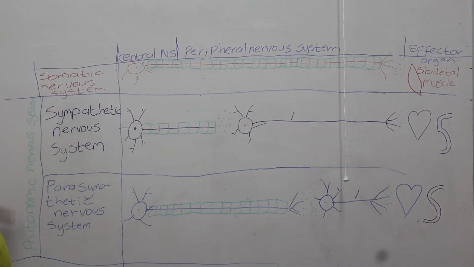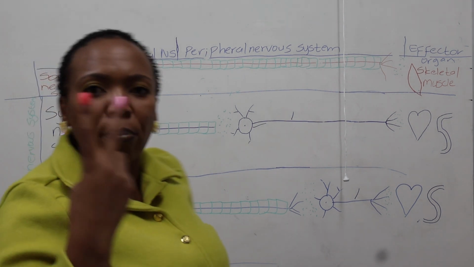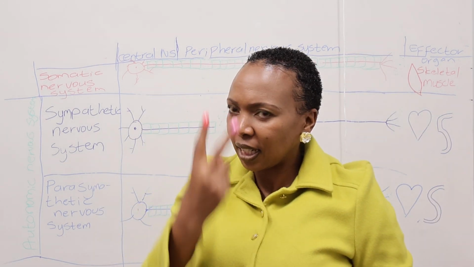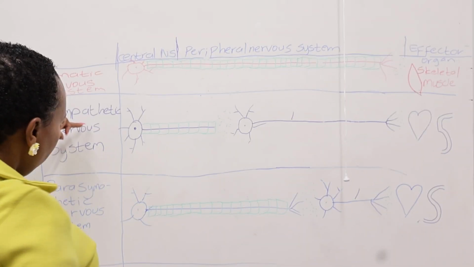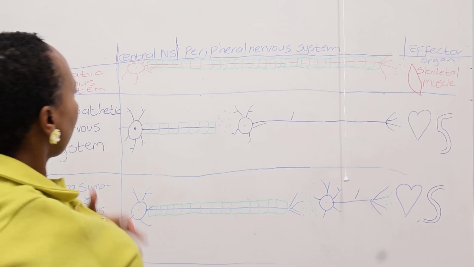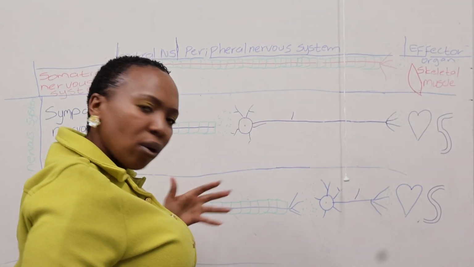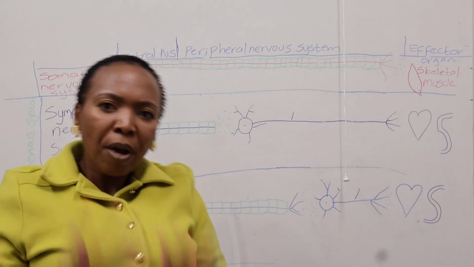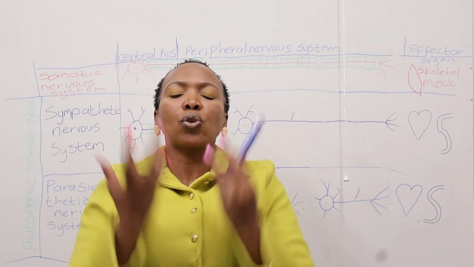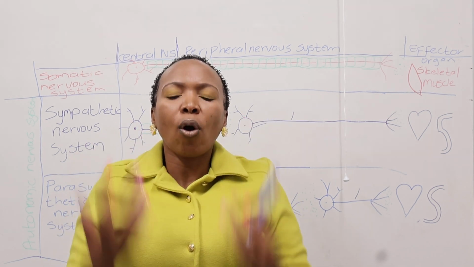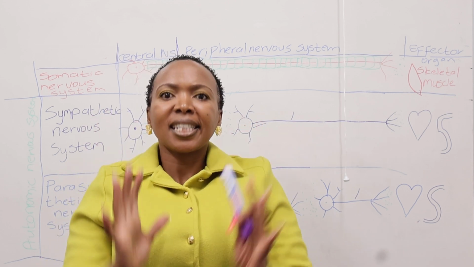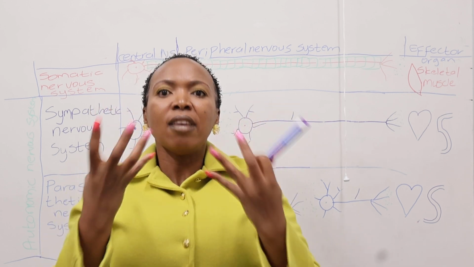We have the autonomic nervous system, which comprises the sympathetic and parasympathetic nervous system. And these are the neurons involved. So the purpose of this lecture is to know the differences between the somatic and the autonomic nervous system. So let's start in terms of the effector organ.